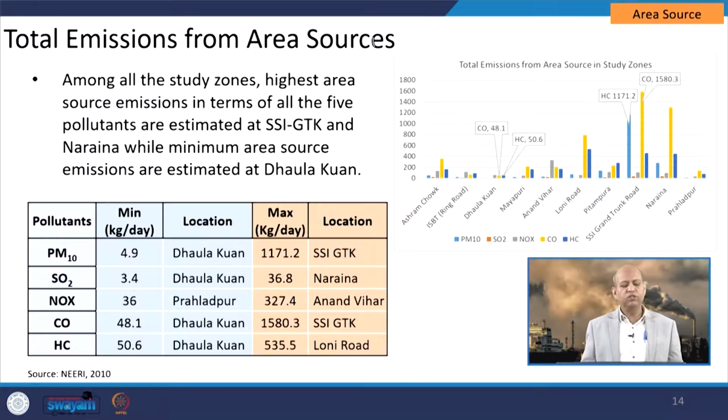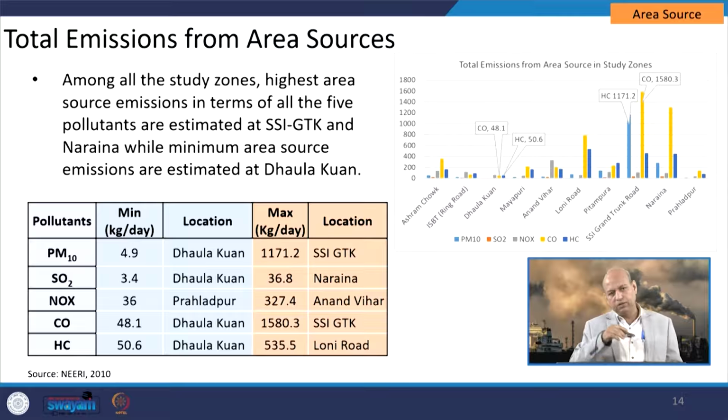Well, so if we talk about the total emissions from area sources in those particular zones, so you can see there are these emissions of CO, carbon monoxide. Okay, so from this small scale industrial area of Grand Trunk Road and the Narayana, they have been much more responsible for emissions of CO, carbon monoxide, and these hydrocarbons are also there, right. So, if we see the location wise, like PM10, the minimum emissions are from Dhola Kuan. Basically, Dhola Kuan and Prahladpur are responsible for minimum emissions of different pollutants.